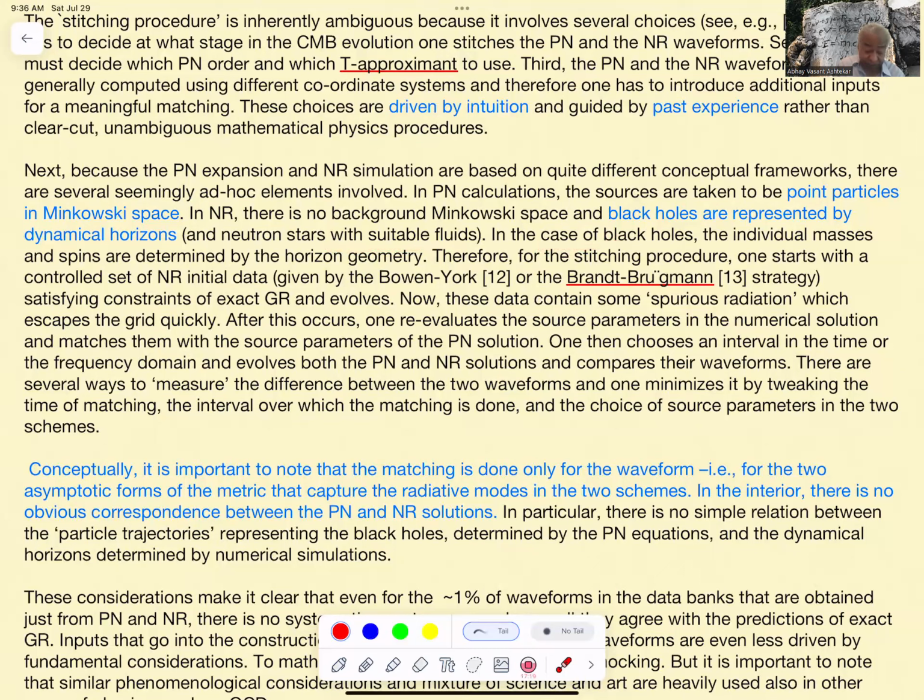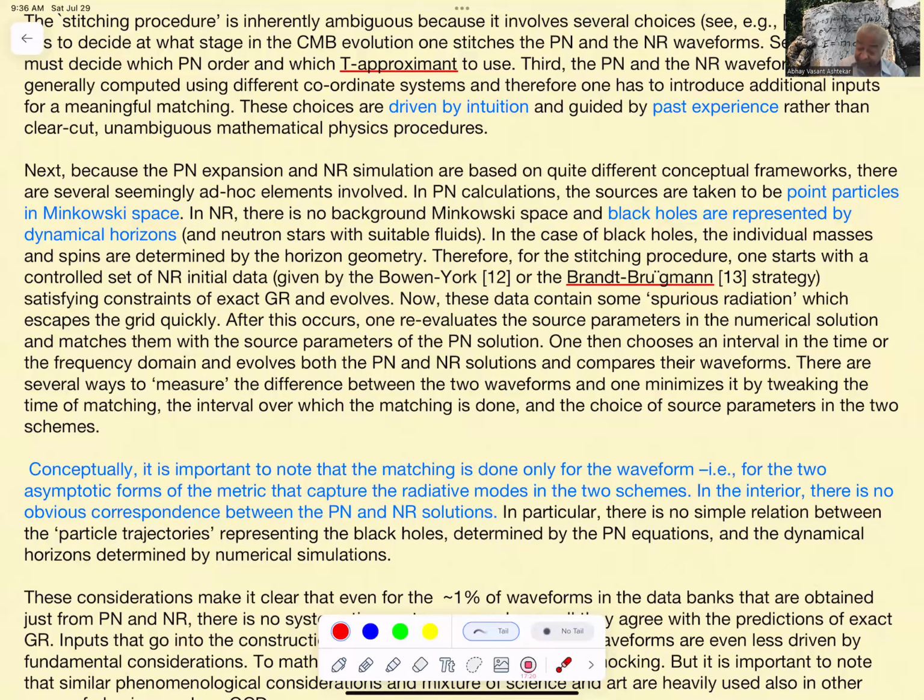In the case of black holes, the individual masses and spins in numerical simulation are determined by the horizon geometry. Looking at the properties of the isolated horizon and the dynamical horizon, one calculates these masses and spins. Whereas in post-Newtonian methods, the masses and spins are associated with these point particles. Therefore, in the stitching procedure, one starts with a control set of numerical initial data, for example, given by the Bowen-York data or Brandt-Brügmann data, that satisfies constraints in exact general relativity.